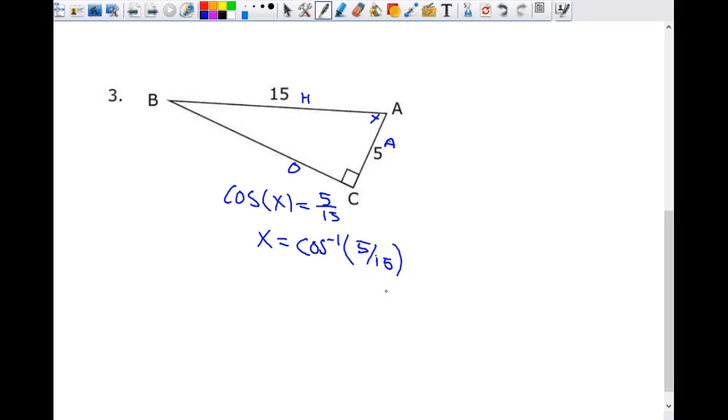And now all we have to do is type it into the calculator. I took the inverse of both sides, and I just skipped that step, actually writing it down. You don't have to write that step down.